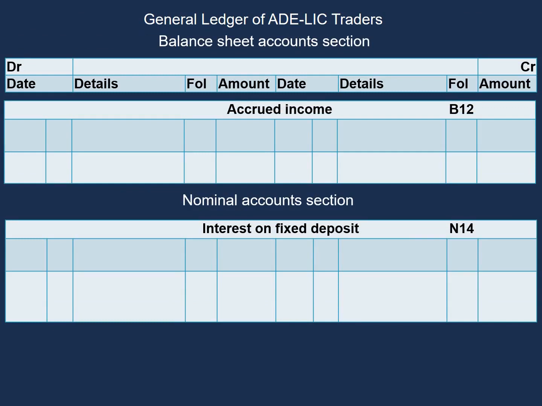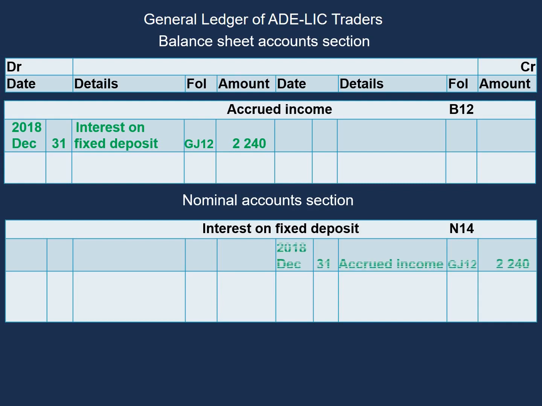Our interest on fixed deposit does not have an opening balance like the previous two accounts, so we will just enter the information in our adjustment from the general journal. So we will first debit our accrued income of 2,240, and the description in the details column will be interest on fixed deposit, and in our interest on fixed deposit account we will credit accrued income with 2,240, and again the date will be the end of our financial period, which is 31 December 2018.